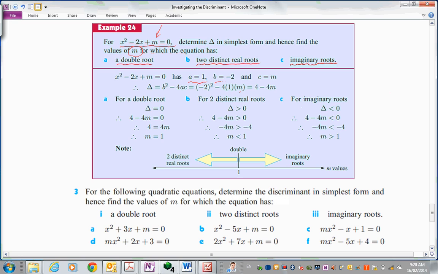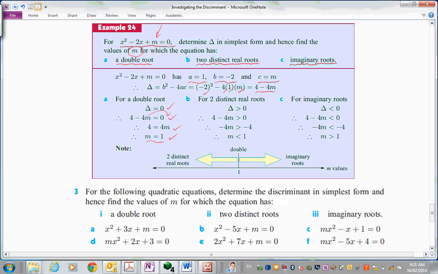Okay, so first of all, same thing. A is 1, B is -2, and here's the interesting one. C is m. So your b squared take 4ac is 4 take 4m. For a double or repeated root, the discriminant is 0, so it's 4 take 4m. So 4 equals 4m. Moving the 4m across the other side, divide both sides by 4, m equals 1.